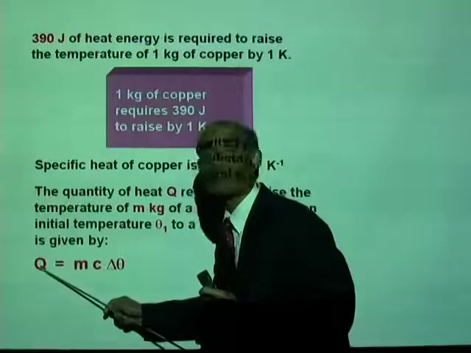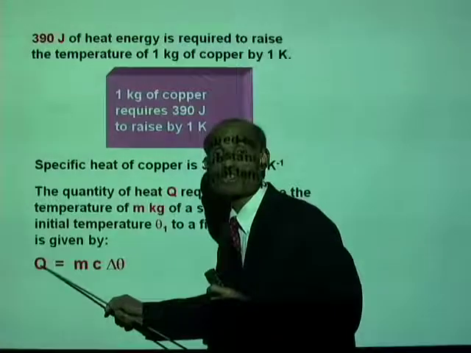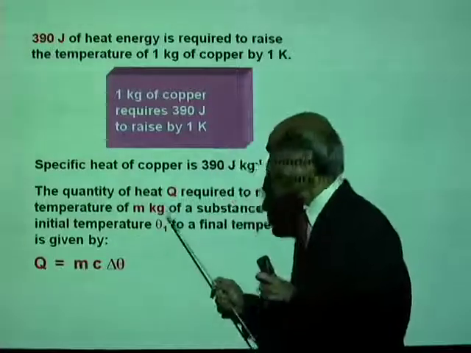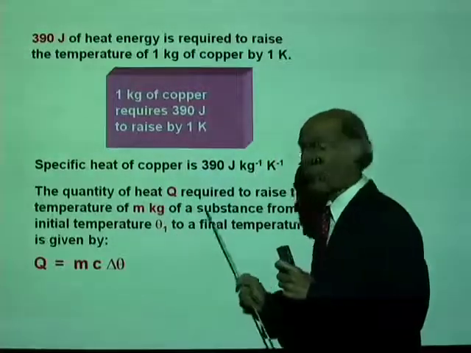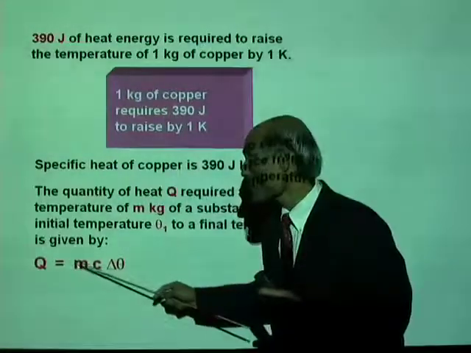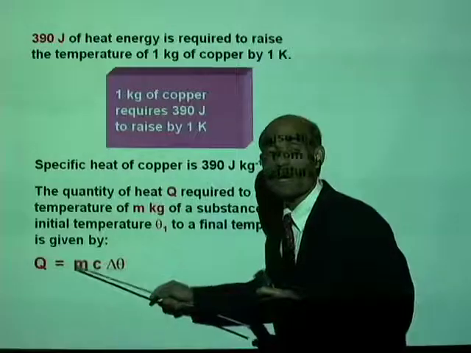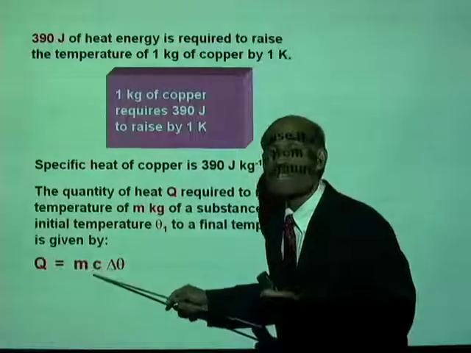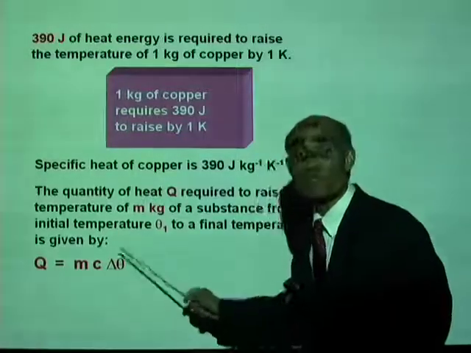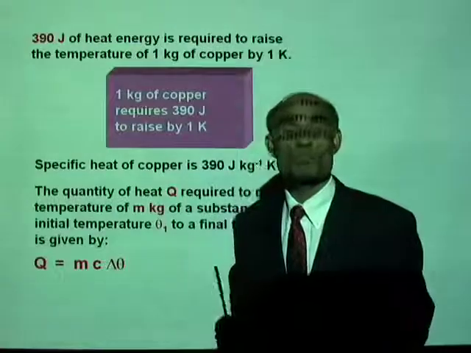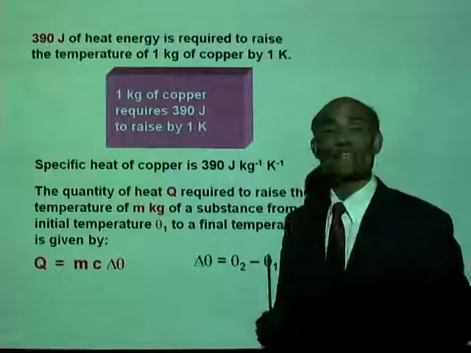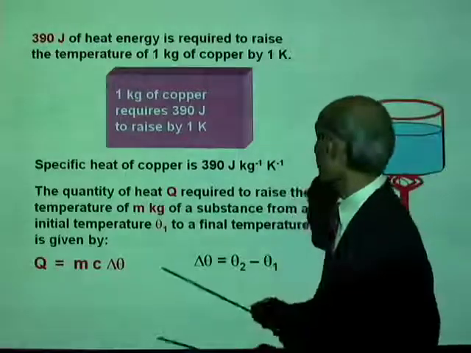Now remember, this is the lowercase c, not the uppercase C, the specific heat. The quantity of heat required to raise the temperature of m kilogram of a substance from an initial temperature theta1 to a final temperature theta2 is Q equals mc delta theta, mass times specific heat times the change in temperature. You should be very familiar with it. We're going to use that to solve problems as we move on, where delta theta is theta2 minus theta1.